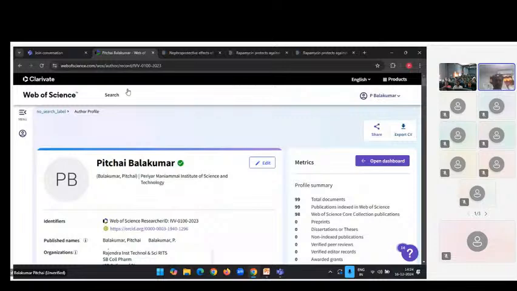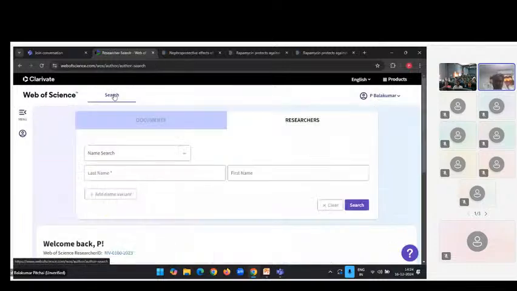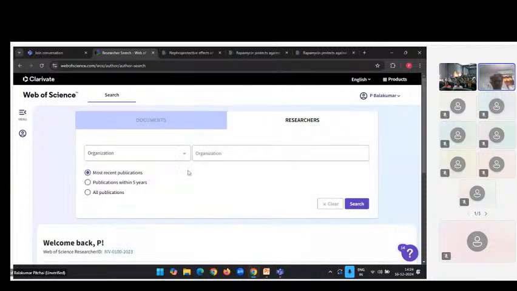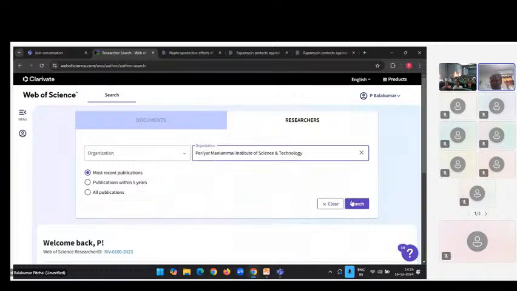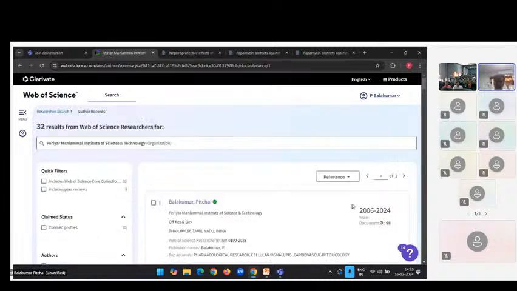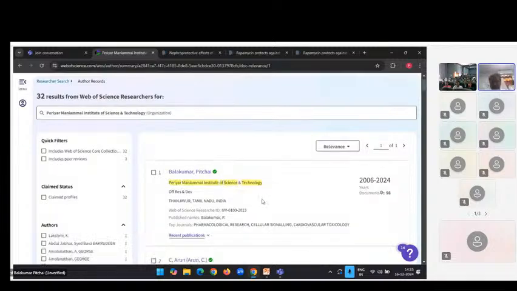For example, you want to search about the institution profile. So just go to search and go to the organization, and you can enter the organization. For example, I am entering our organization, Periyar Maniammai Institute of Science and Technology. This will give the list of authors in the order of their contribution. For example, the people who have contributed more, their names will come first. So for Periyar Maniammai, my name appears first. So here you can see my name.